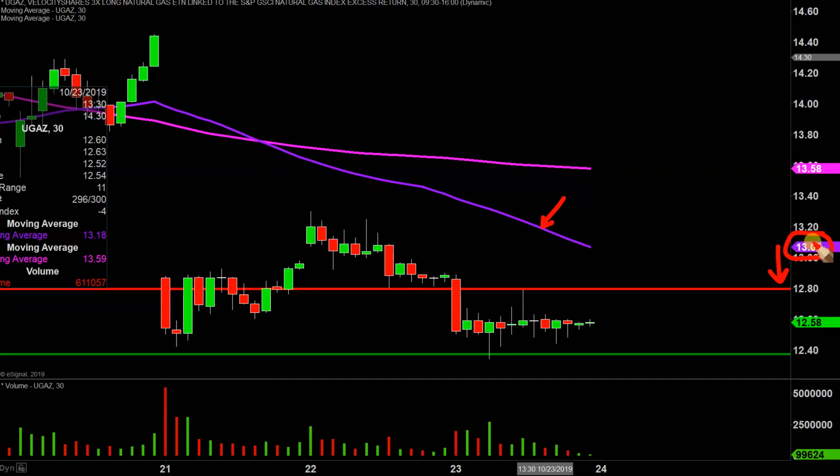So you just got to be a little bit more proactive as a trader and keep an inventory check on what the value of that level currently is.